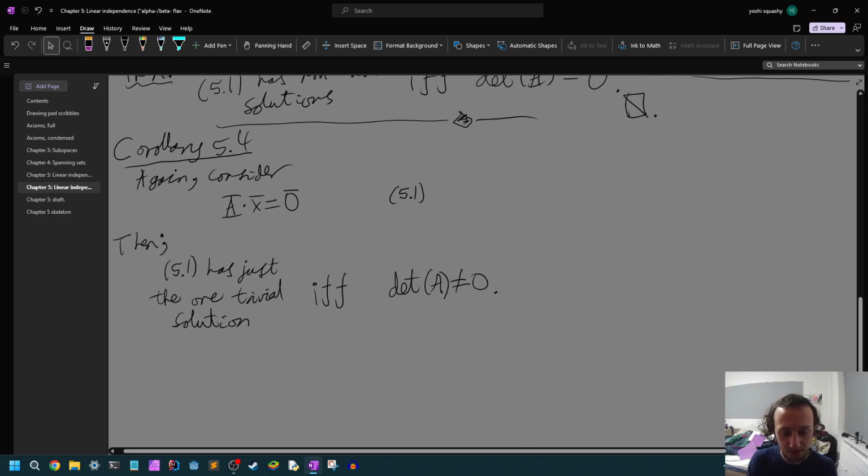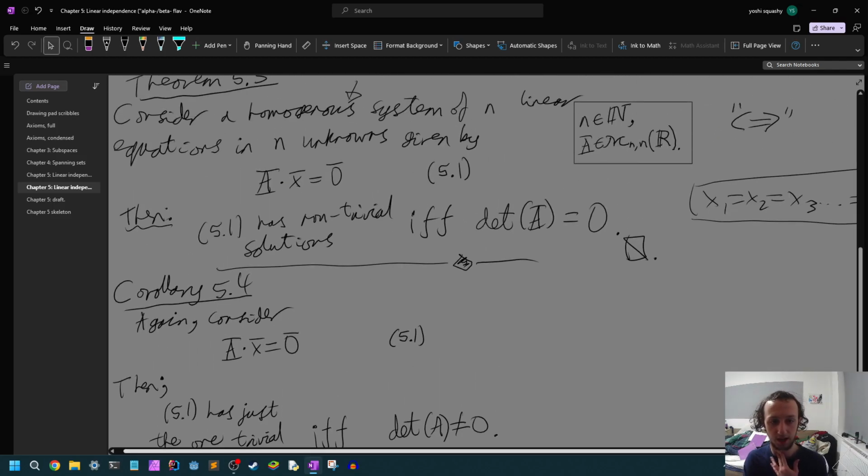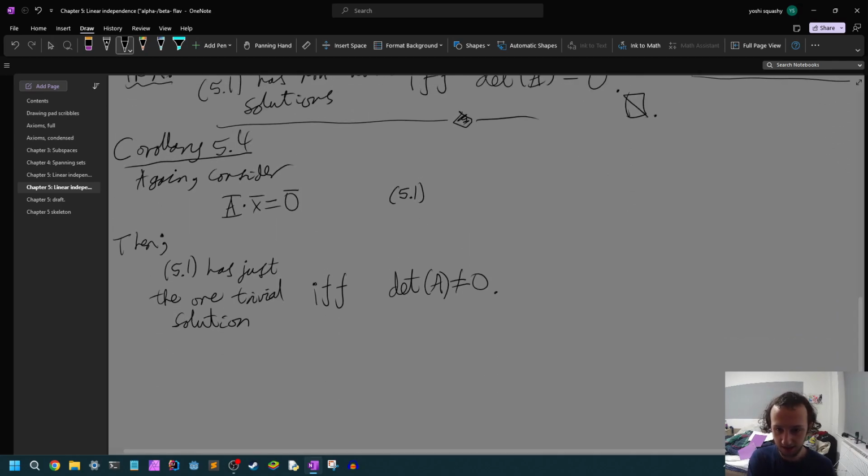I've already read it out, so we can just read it. The corollary: 5.1 has just one trivial solution if and only if the determinant of A is not equal to 0. And this one is a lot easier to prove than the theorem, and in fact we can probably see the result right now, why that's the case.